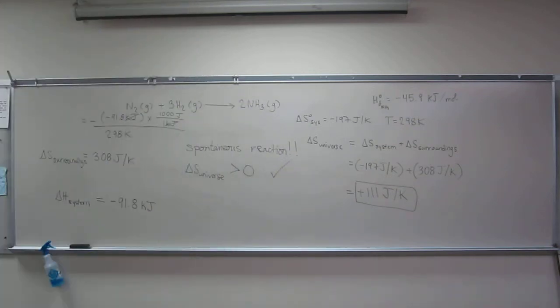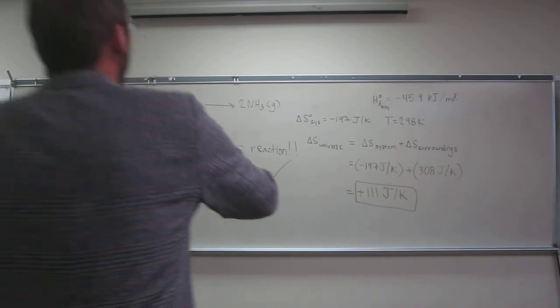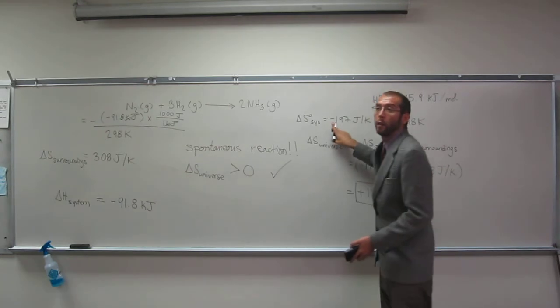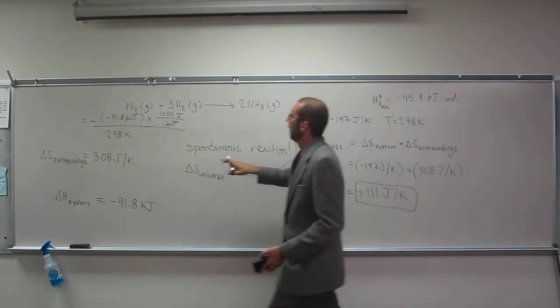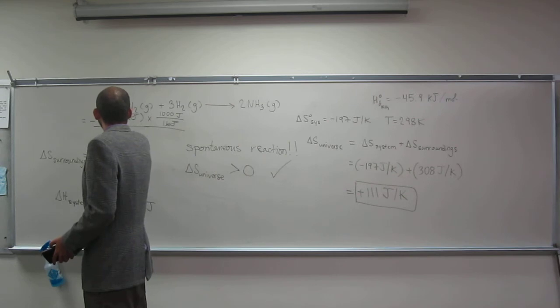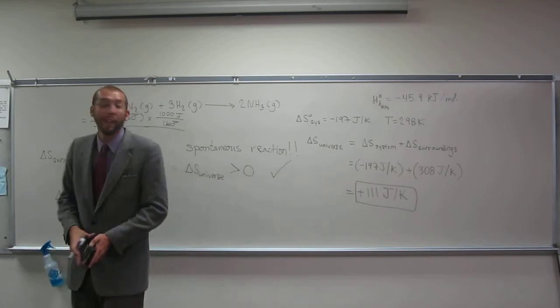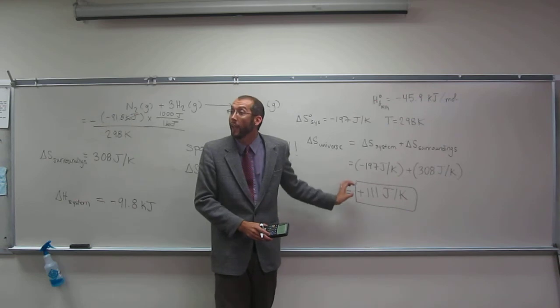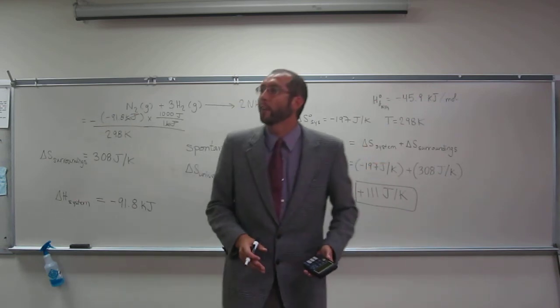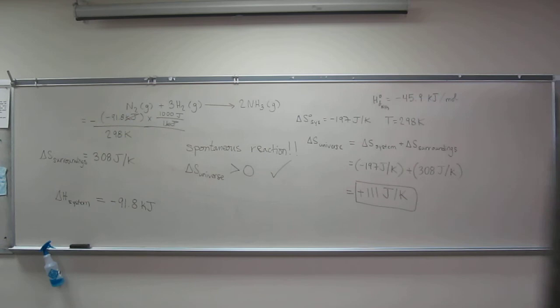Questions about that one? Yeah. When you're reading the entropy for the surroundings, why did you put a negative sign? Yes, the equation has a negative sign in front of it. That's a good question. Any other questions? Okay, wonderful.